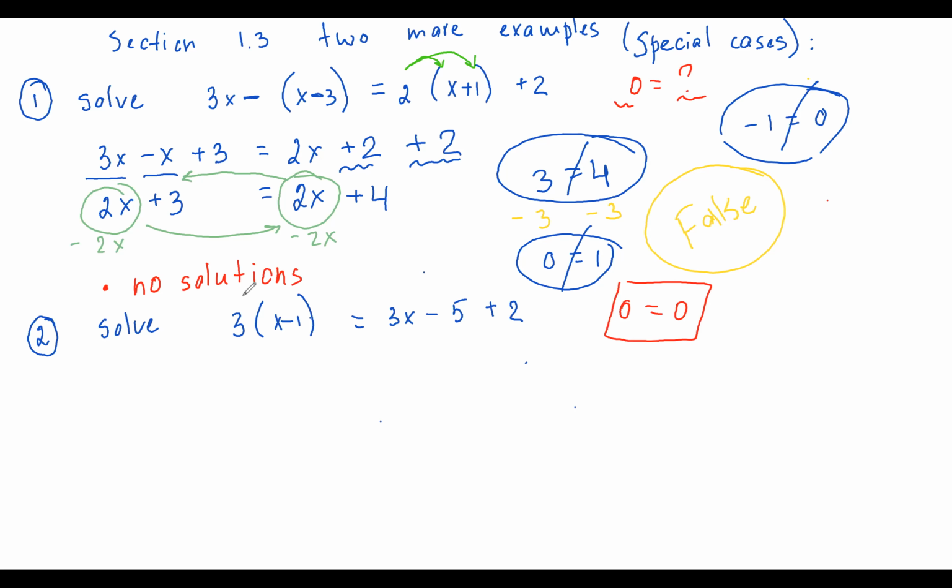So same thing here. We distribute the 3, the multiplication by 3. 3 times x equals 3x. 3 times -1 would be -3, right? So I opened up the parenthesis. Now on the other side, what I will do is combine these two like terms, because they are like terms, right? -5 plus 2. Okay, so we're getting 3x minus 2.